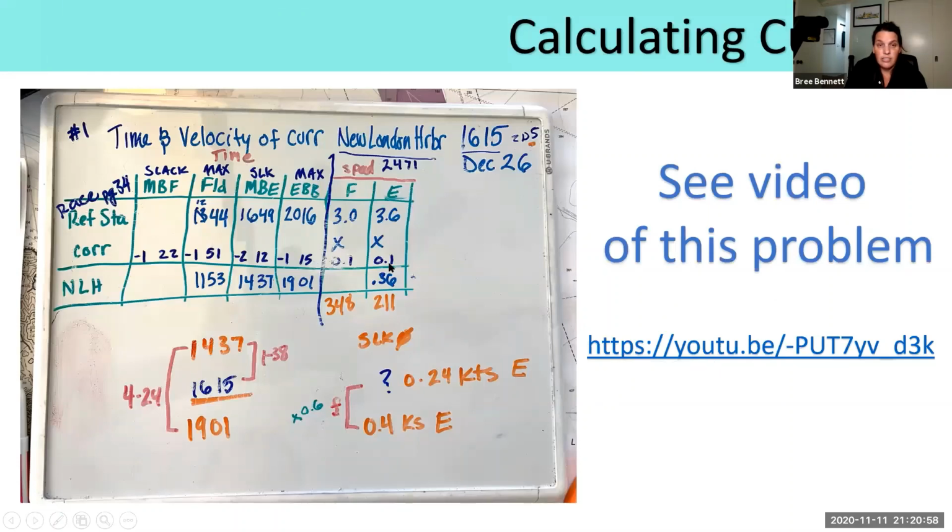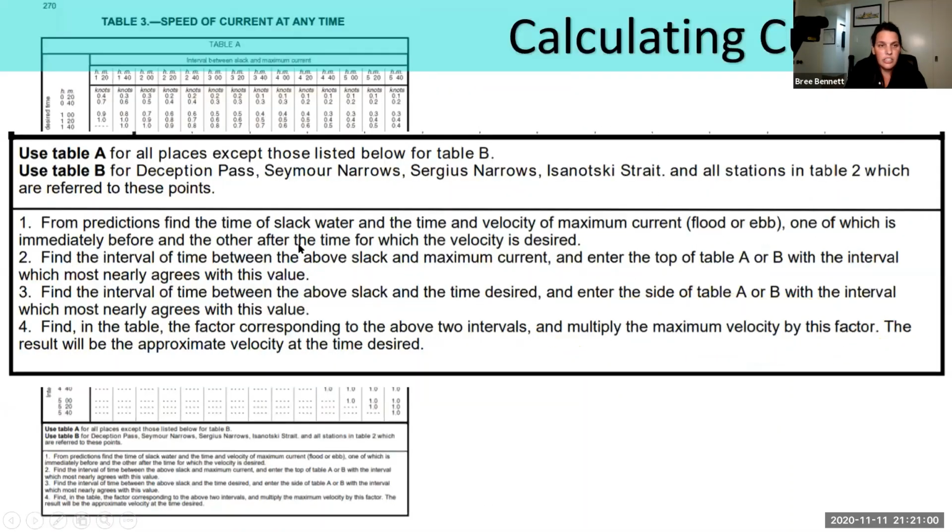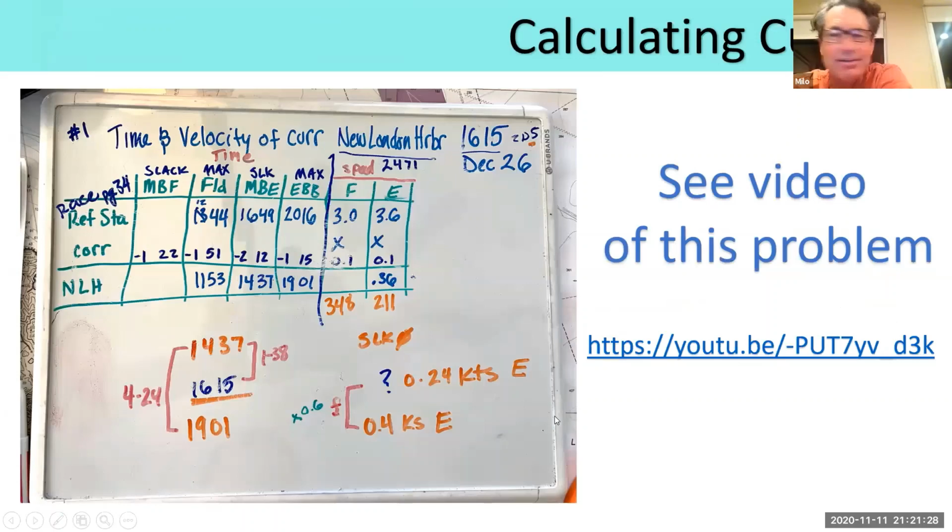Also, I wanted to note why there's table A and table B. Table A is used for all places except for those enlisted in B. Table B, they list these guys. So that's why. It's exactly the same as the current table, but different. Got it. Cool.